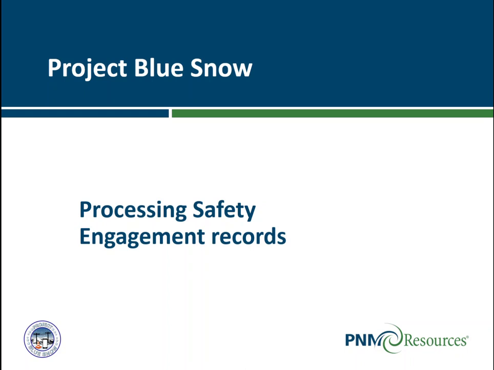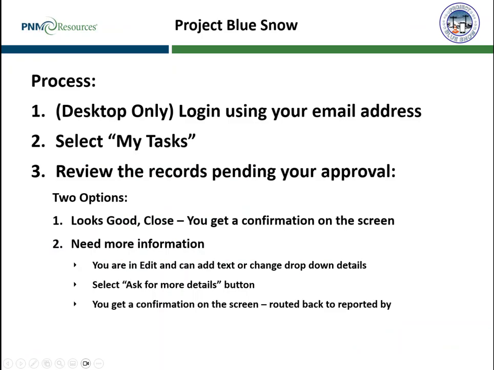Hello. Today we're going to look at processing safety engagement records that have been submitted to the supervisor for review and approval. The process is pretty simple in that we log in using the desktop only. You cannot use your mobile device for this. You log in using your email address like you do for everything else in Intelex. You're going to select a new button we've not talked about before called My Tasks. You're going to review the records pending your approval, and you have two options.